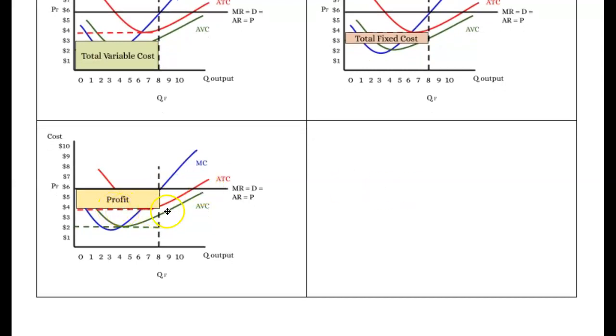And this is a firm making a profit. And you can tell the area of profit because where MR equals MC, you take it down to where it hits ATC and then over, and then what's left over there, that is your area of profit.